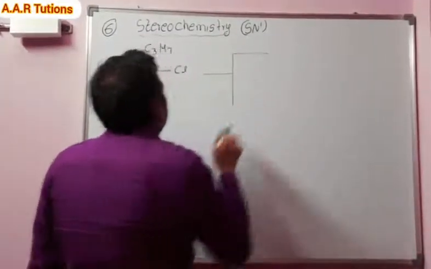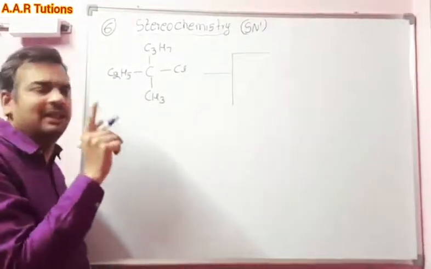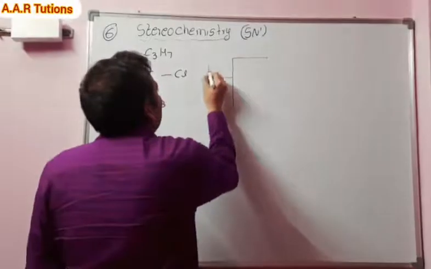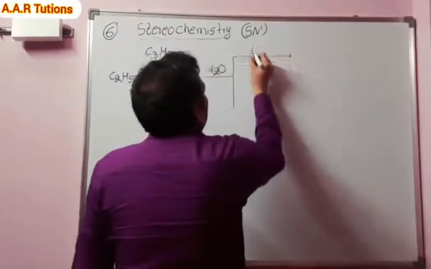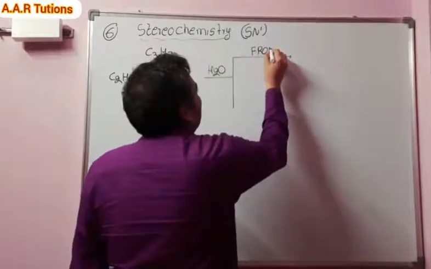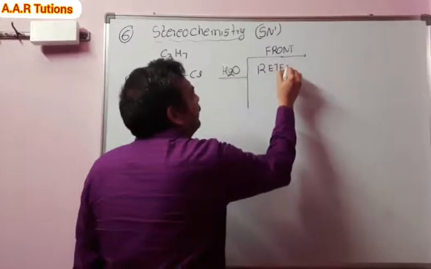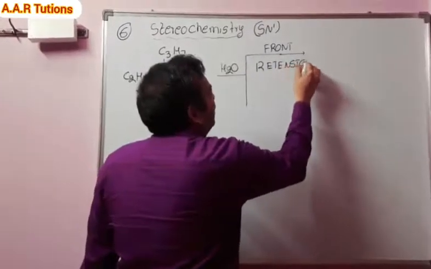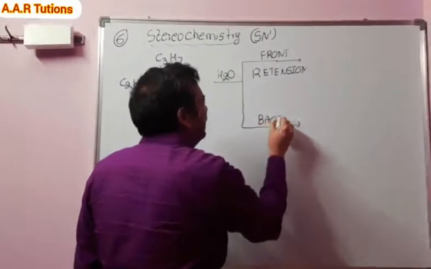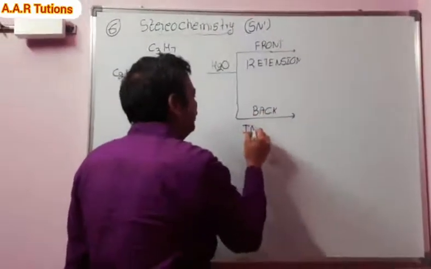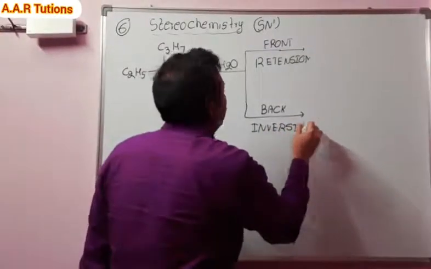Previously I explained the carbocation: sp2 hybridized, trigonal planar. It reacts by nucleophilic substitution with water. Suppose it attacks at the front side; the configuration is retention of the configuration. If it attacks at the back side, that is the inversion of the configuration.